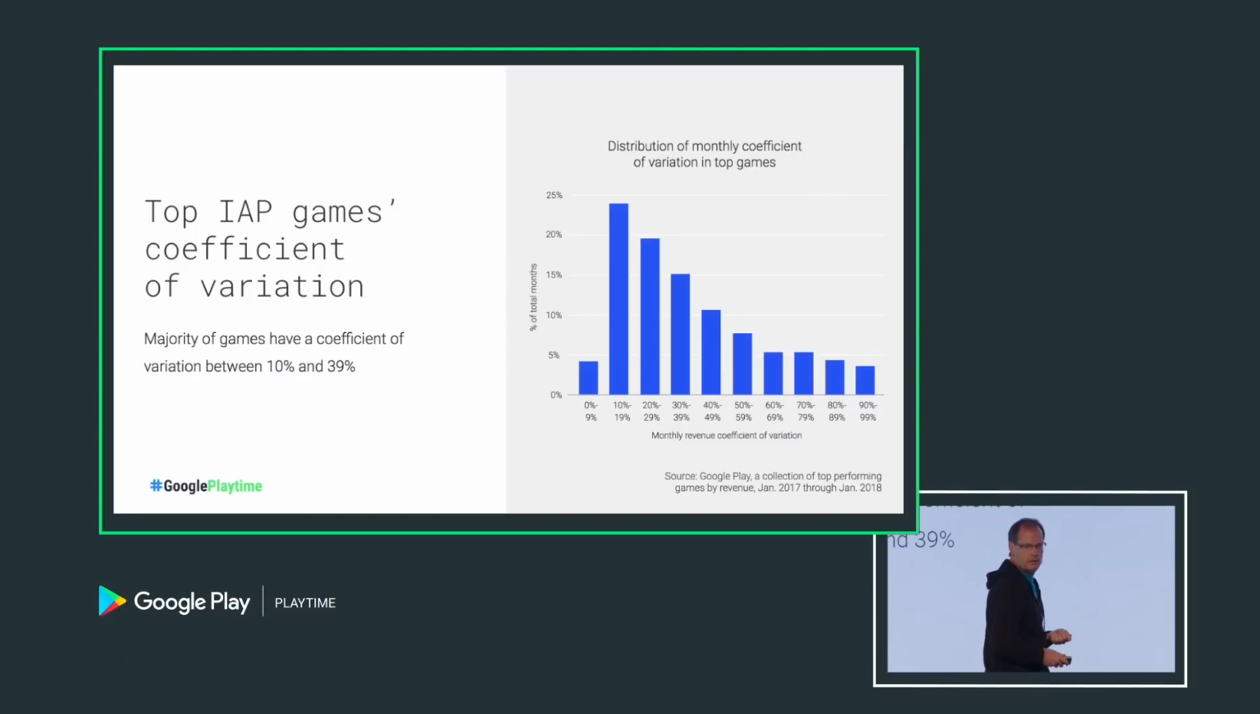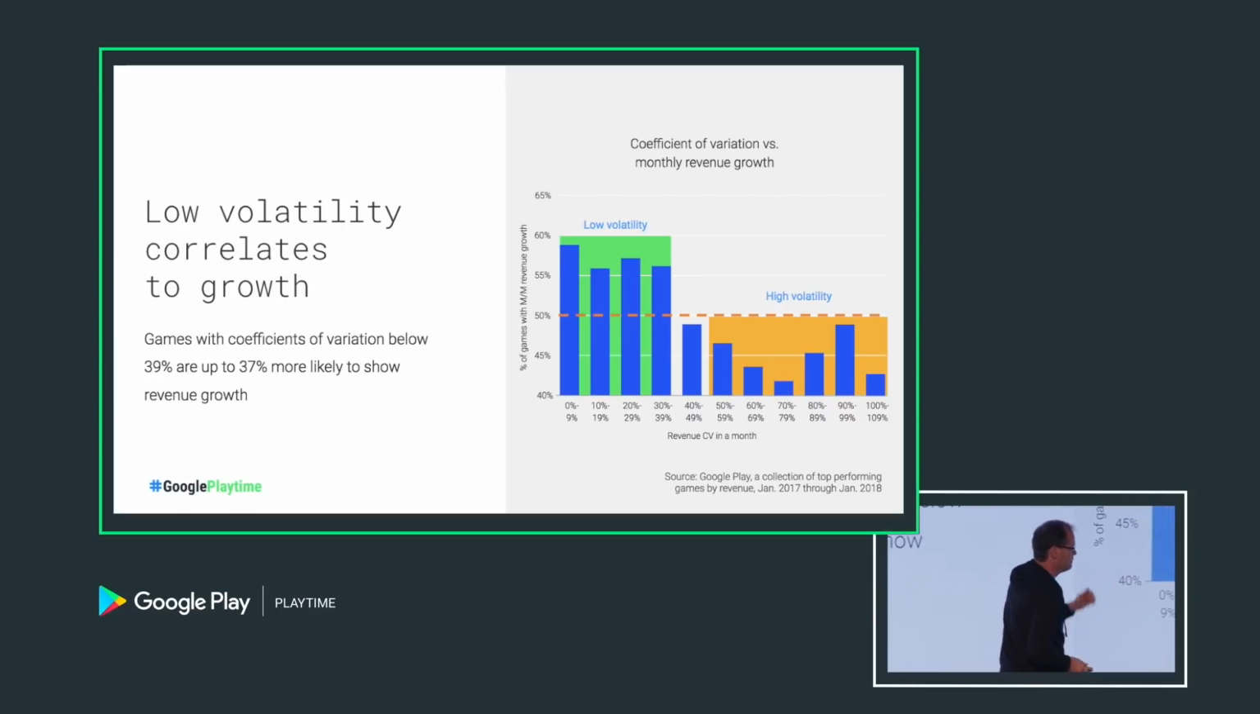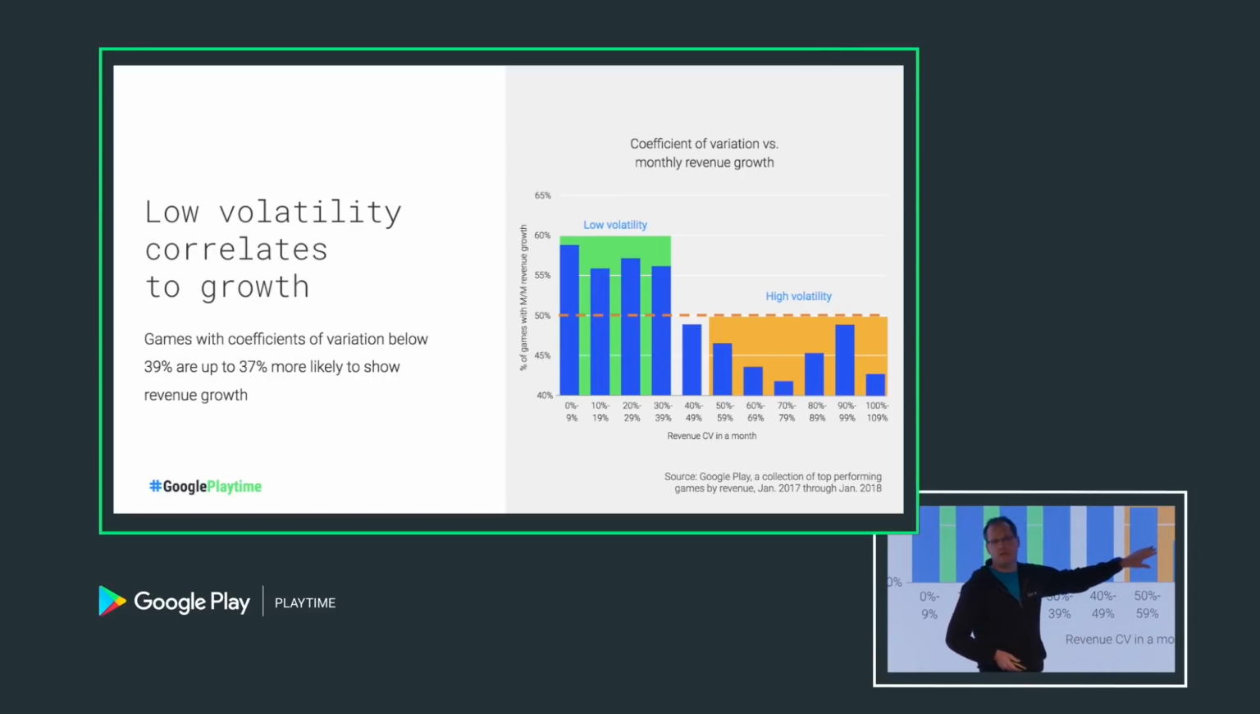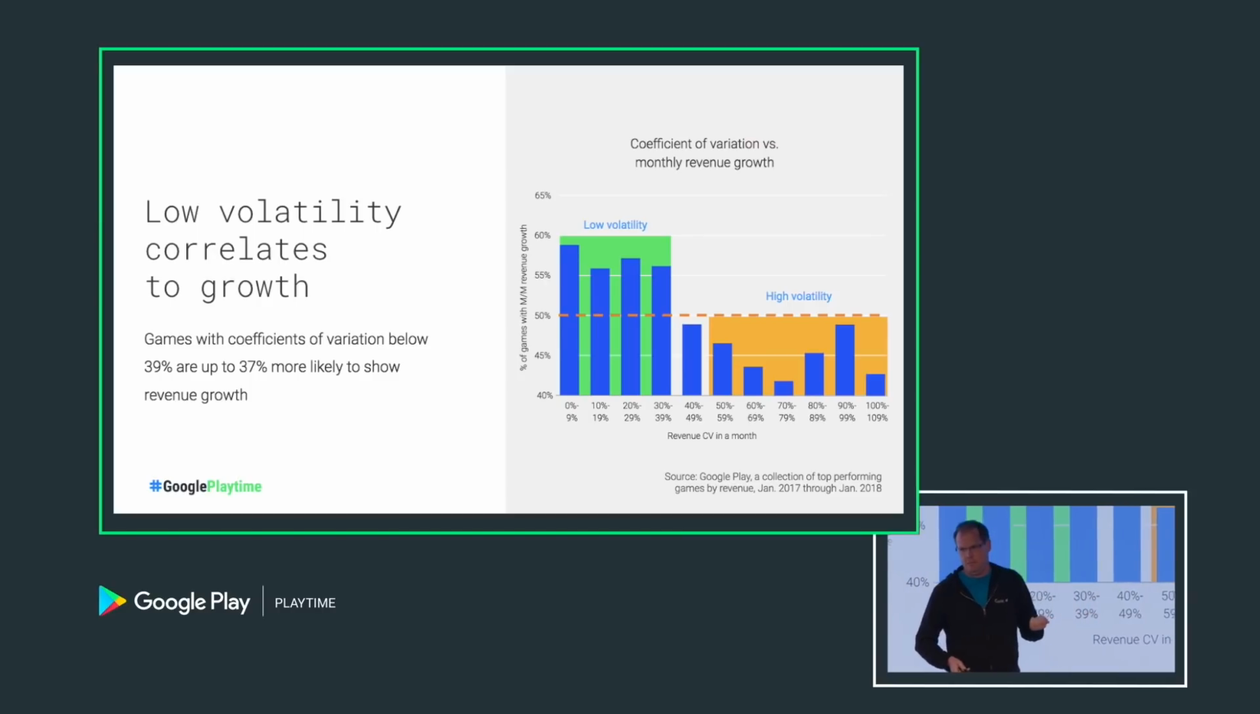Where it gets really interesting is we take coefficient of variation and look at which of these games had month-over-month growth. That's what we see here. The games with the lowest coefficients of variation were much more likely to see month-over-month growth. Games with a coefficient of variation between 10% and 19% saw month-over-month growth about 56% of the time. In contrast, games with very high volatility saw month-over-month growth less than half of the time.